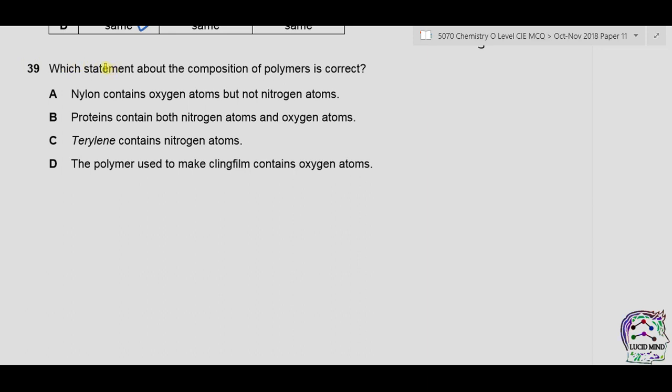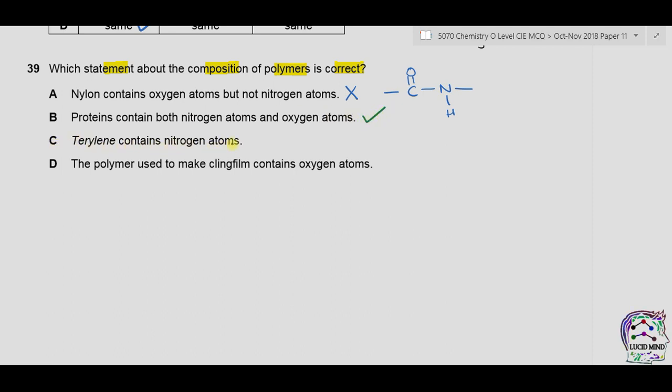Question 39. Which statement about the composition of polymers is correct? A. Nylon contains oxygen atoms but not nitrogen atoms. In nylon we have the amide linkage present, which is C double bond O NH. So the oxygen atom is also present along with the nitrogen atom. So statement A is wrong. B. Proteins contain both nitrogen atoms and oxygen atoms. Now protein is also made up of amide linkages, so we can see we have oxygen and nitrogen. So statement B is correct.